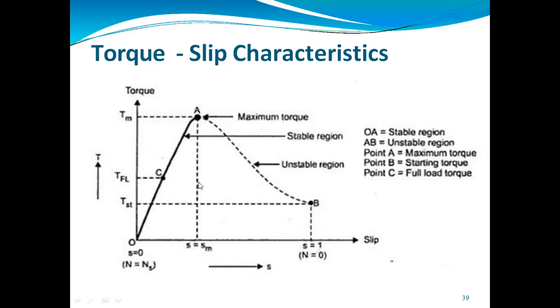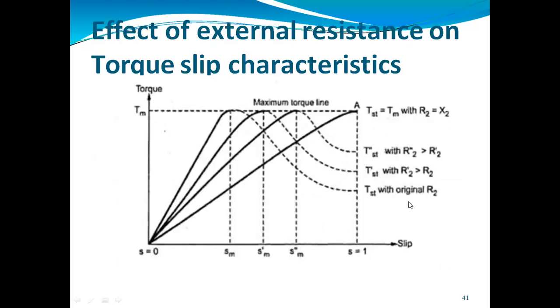Okay, we will see. Here, if we are taking starting torque, that will be equal to the maximum torque. So here we are saying you will get the value of maximum torque when you get S equal to SM. When S equal to 0, then torque and slip both are 0. When S equal to SM, you will get maximum torque. And when S equal to 1, at that time torque will decrease, and we are saying that region is unstable.